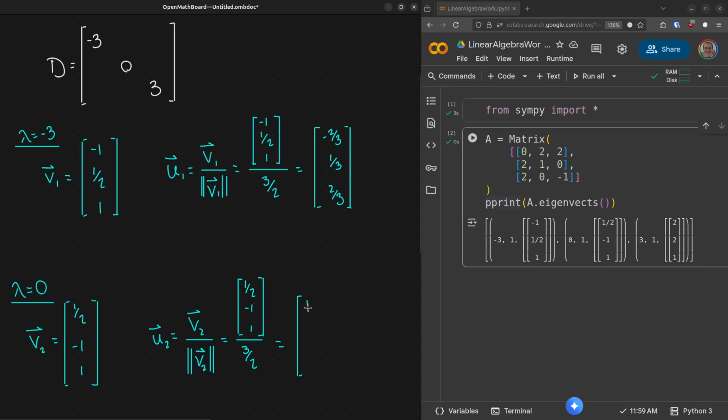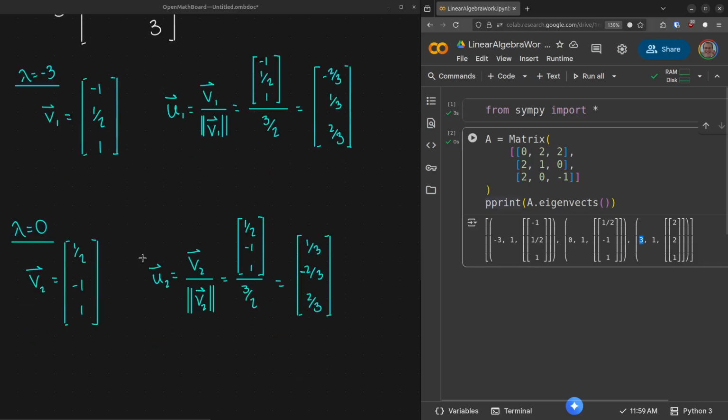1/2 divided by 3/2 is 1/3. -1 divided by 3/2 is 2/3. 1 divided by 3/2 is, sorry, this would be -2/3. And +1 divided by 3/2 is +2/3. Okay? So I've normalized 2 of my eigenvectors. I have 1 more to go. I have to normalize the eigenvector associated with 3, which is 2, 2, 1.